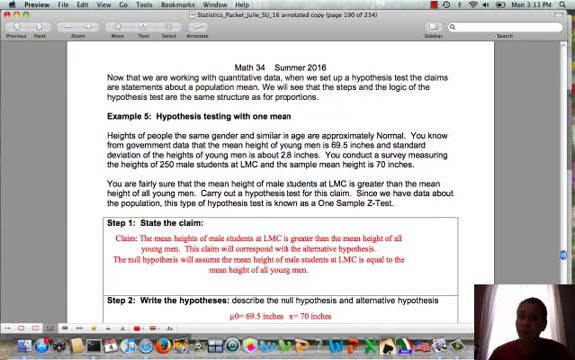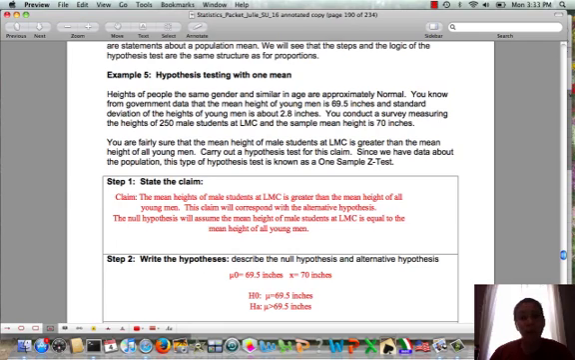So example 5 tells us heights of people the same gender and similar in age are approximately normal. You know from government data that the mean height of young men is 69.5 inches, and standard deviation of the heights of young men is about 2.8 inches. You can assume they're talking about American men.